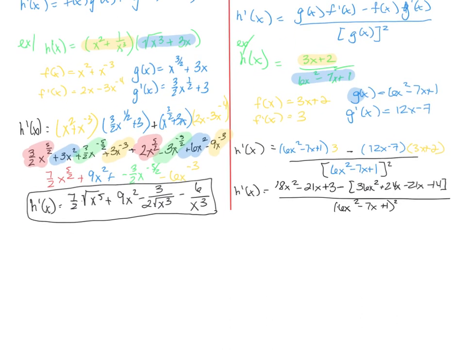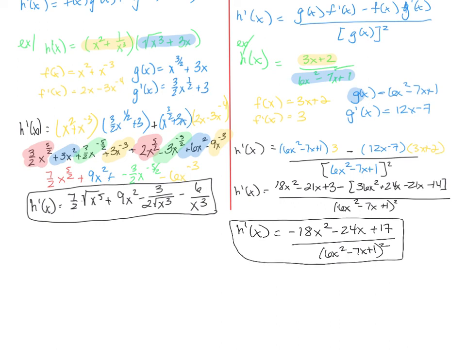Okay. And combine like terms. This one's not nearly as disgusting. 18x squared minus 36x squared is negative 18x squared. Negative 21x plus 24x minus 21x is negative 24x. And 3 plus 14 is 17, over 6x squared minus 7x plus 1 squared. And there is your rock star answer.